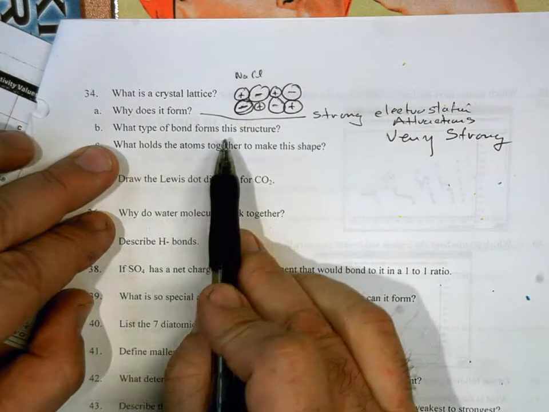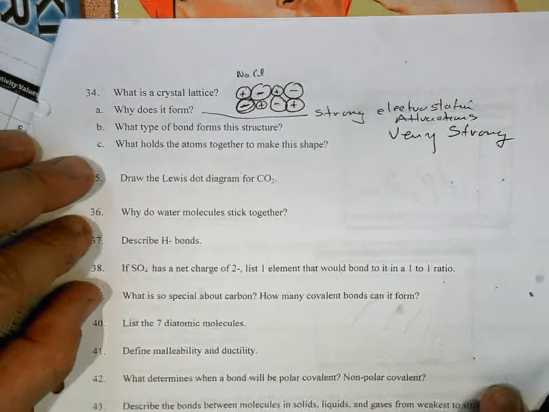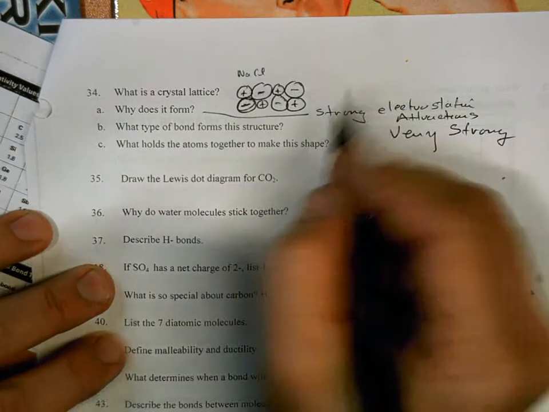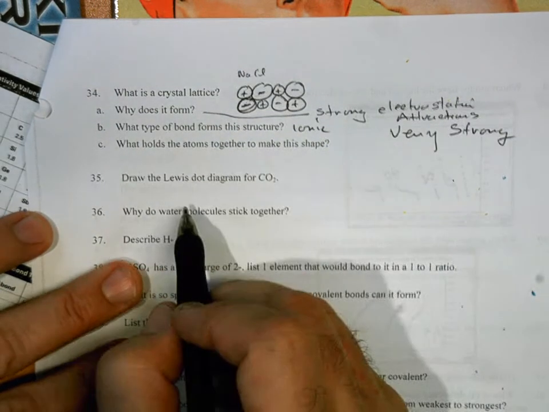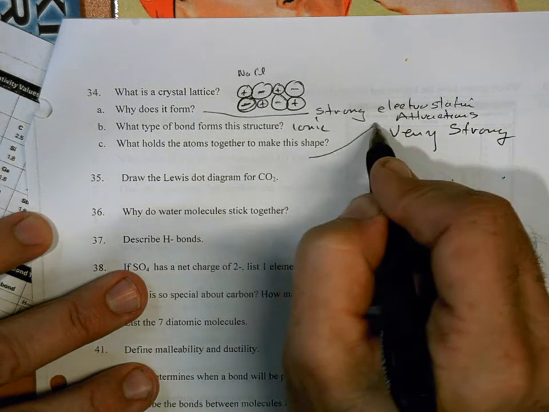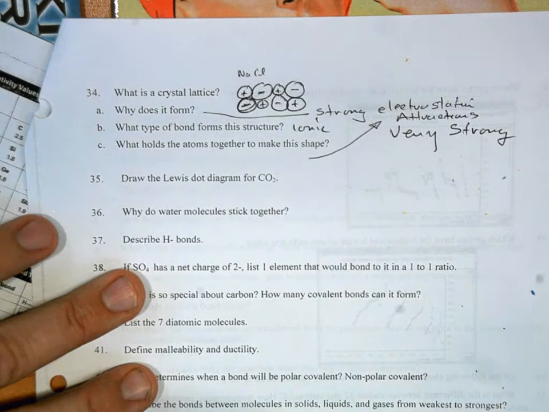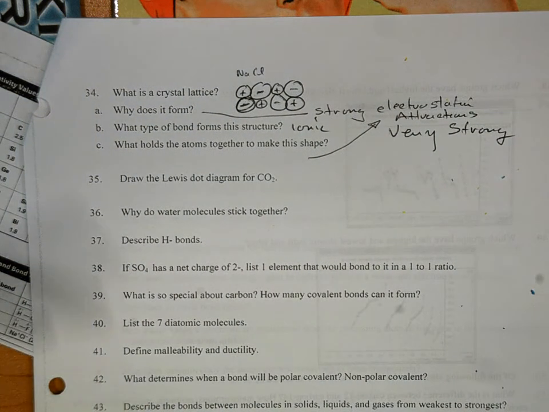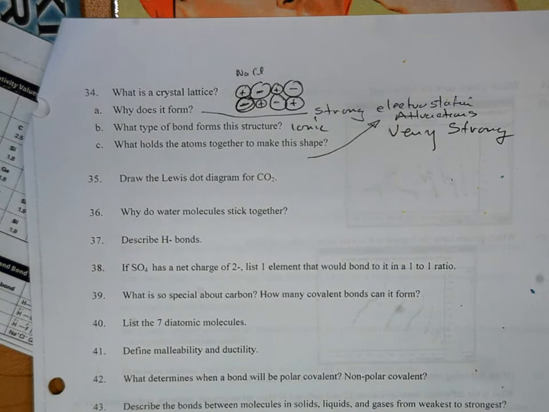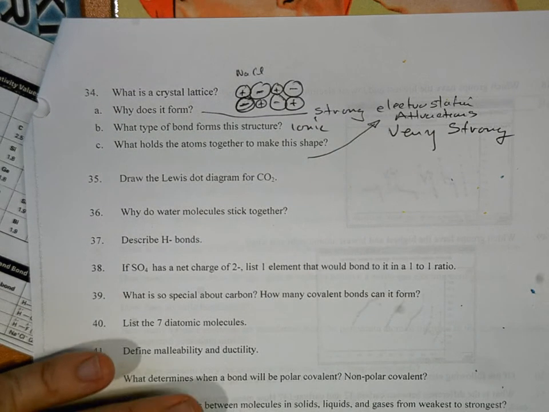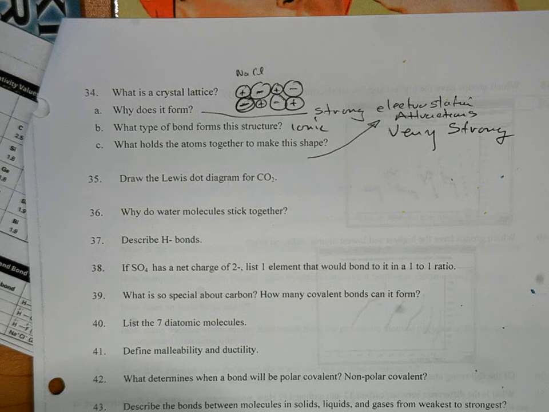What type of bond forms this structure? Well, that's going to be ionic. And what holds the atoms together to make this shape? Again, it's going to be the electrostatic attractions. And they say this ends up having a very high lattice energy, but it's electrostatic attractions that do that. Let's see, what's number 35.